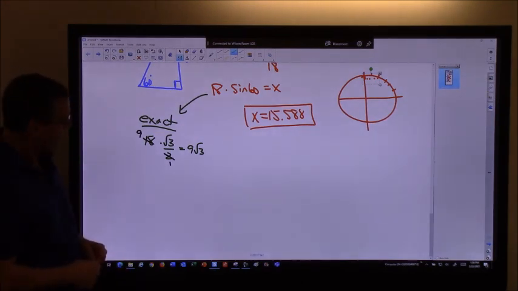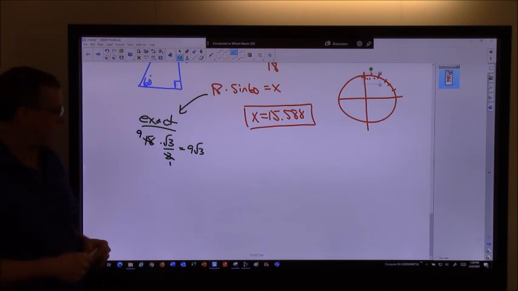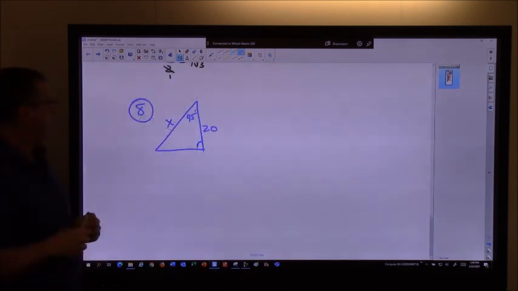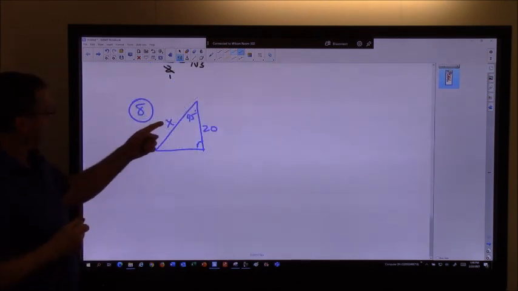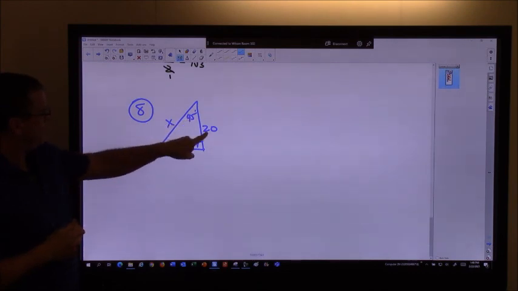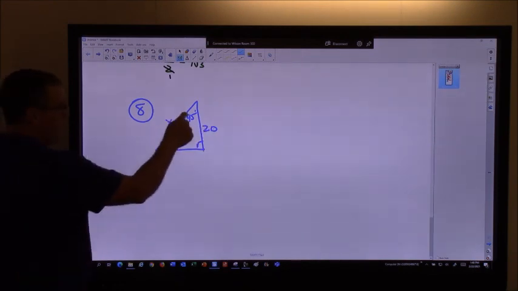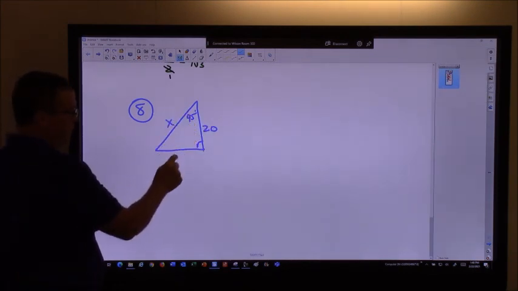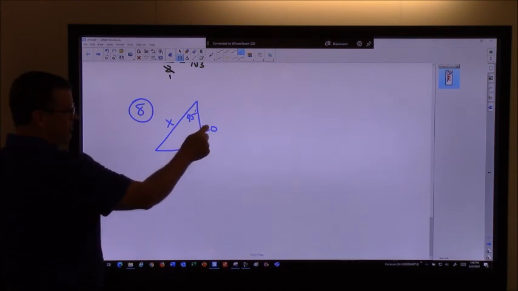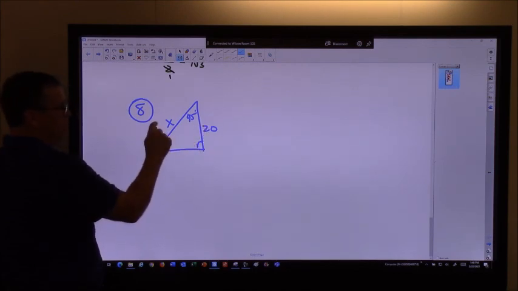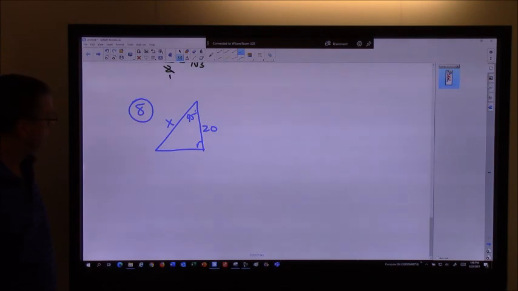Okay? All right, let me get you guys one to try. All right, so let's see. We're looking for x. It's on the hypotenuse. We know this angle right here. We know this side is 20. That's now the adjacent side, right? Because the angle we're referring to is up here. This is now the opposite. This is the adjacent. Hypotenuse is always opposite the right angle. All right? You guys see if you can do this.